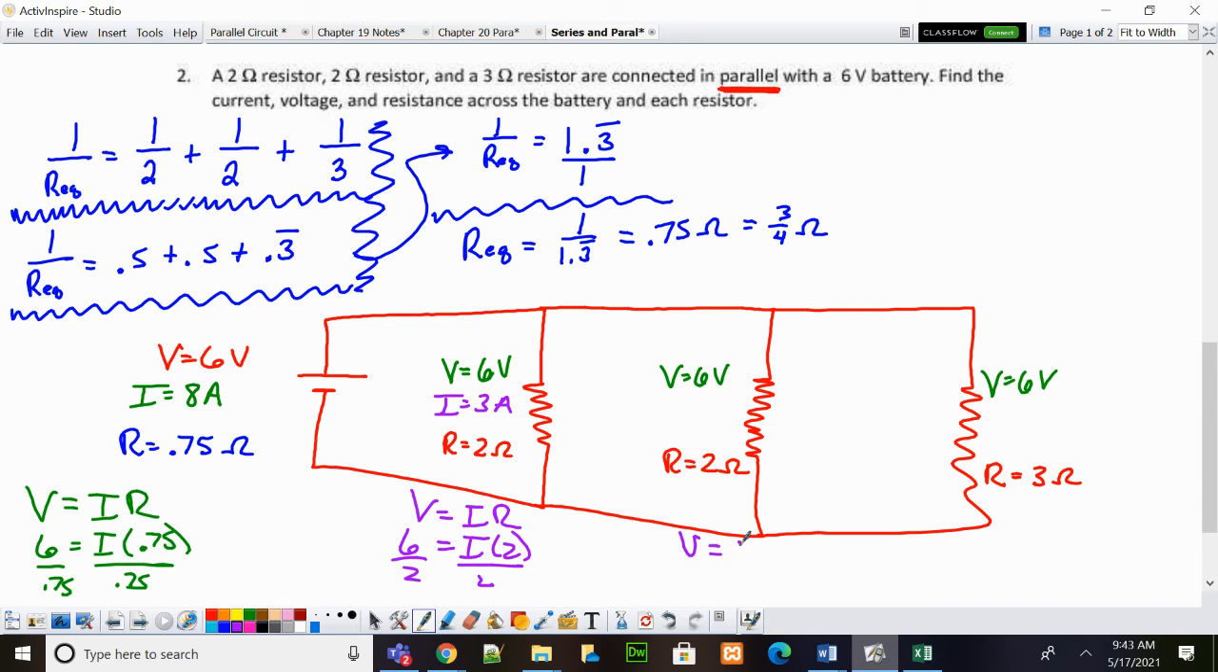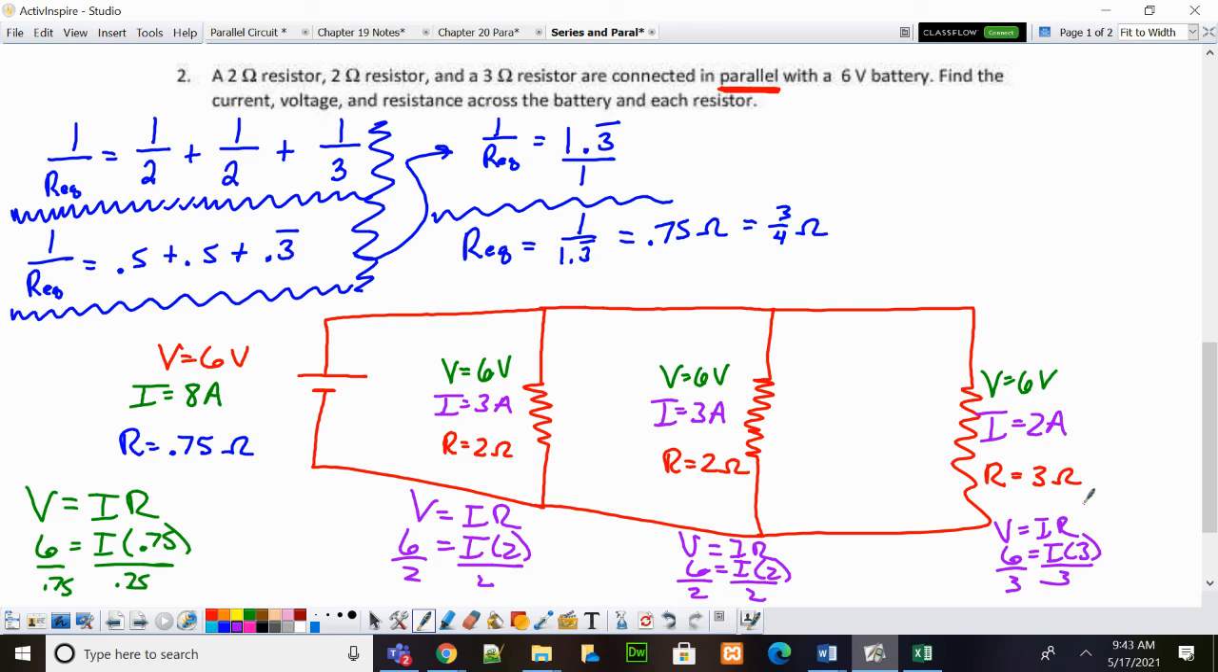Same process, and actually the same numbers for this one. It's another 2 ohm resistor. So again, we get a current of 3 amps. And then the last one, again, Ohm's law. 6 equals the current times 3, divided by 3. This time the current is 2 amps.